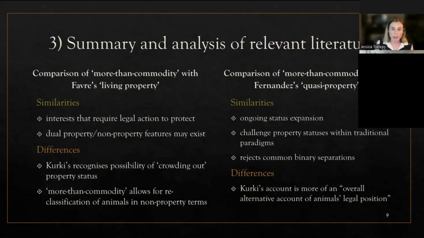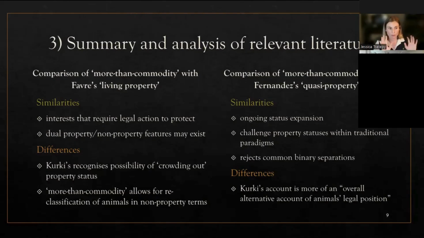Kirky recognizes the possibility of property status being crowded out by increasing legal protection, which may lead to a reclassification of animals in non-property terms. So the "more than commodity" term, I feel, aligns more strongly with the strategic direction of my thesis. And while my approach does accept the ethical necessity of working with a traditional property legal status as an inroad to change in the direction of abolition, to use more Francione phrasing, it does not view this acceptance as a resting place, nor does it perceive mere amendment to property law categories as an optimal long-term strategy to improve the lives of animals that are currently categorized as such.